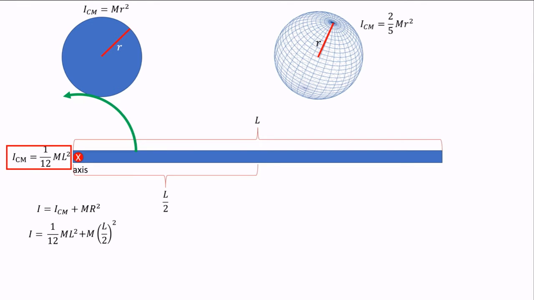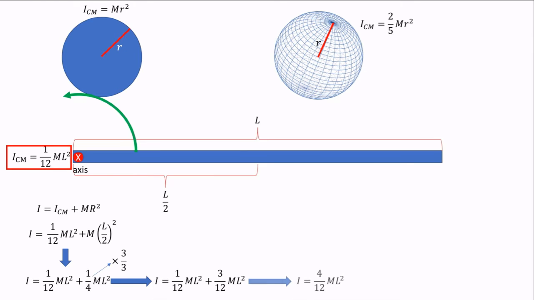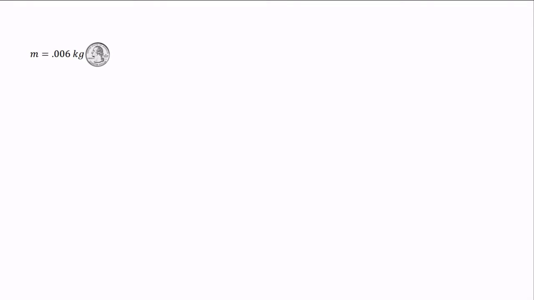After squaring everything, we get this. We can see that both terms have a common mL squared, but to add them together, we need to make a common denominator. 12 is the easy choice, so we multiply this term by 3, both on top and bottom. Then we add them together, and we get 4 over 12 mL squared, which reduces to 1/3 mL squared. Great! That's our answer.